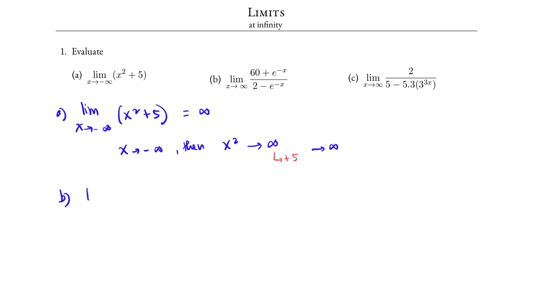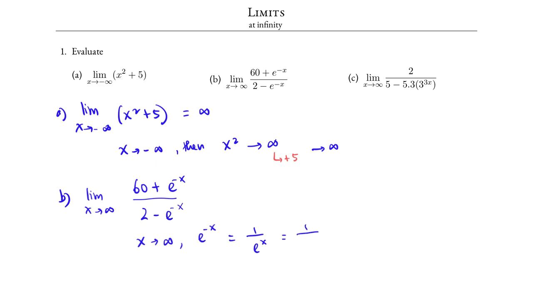For part B, the limit as x goes to positive infinity of (60 plus e to the negative x) over (2 minus e to the negative x). We'll also observe that as x goes to infinity, e to the negative x can be rewritten as 1 over e to the x. And this is 1 over, again, x is very large, and so e raised to a very large number is still very large. But 1 over a very large number is almost 0, very small.